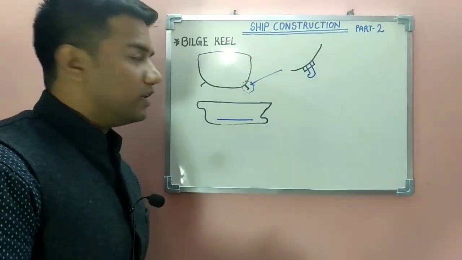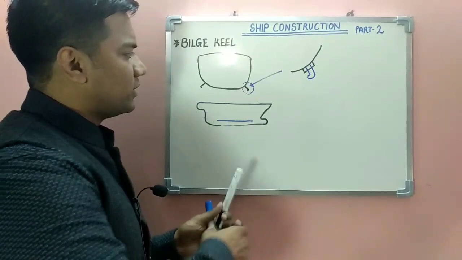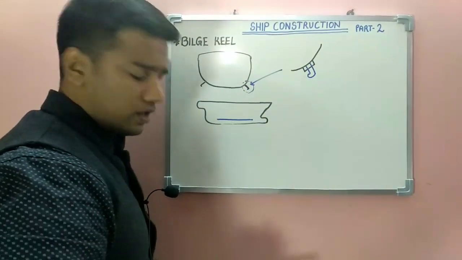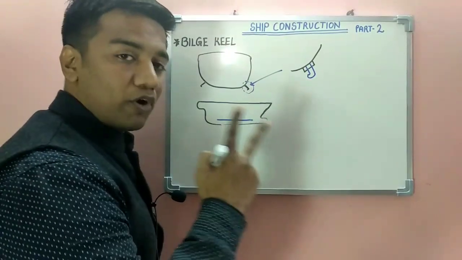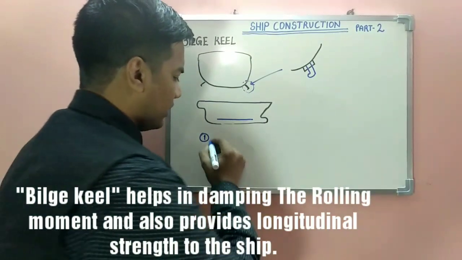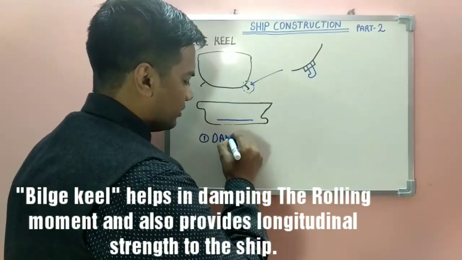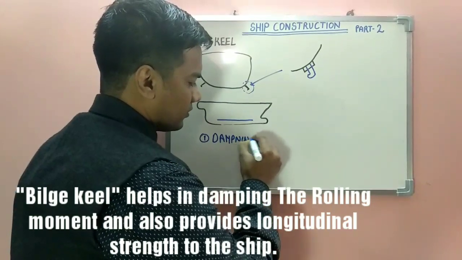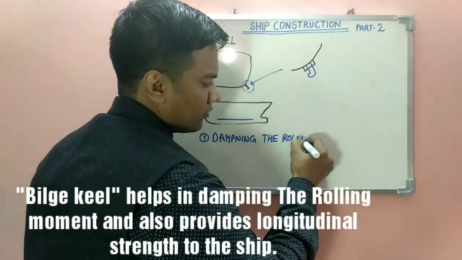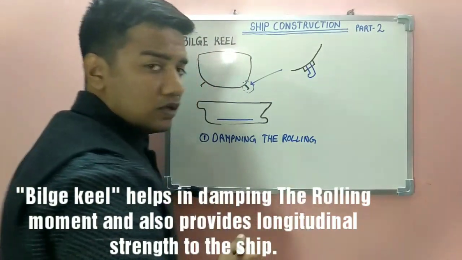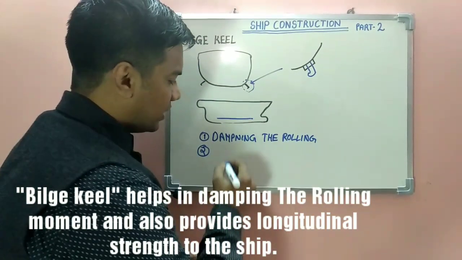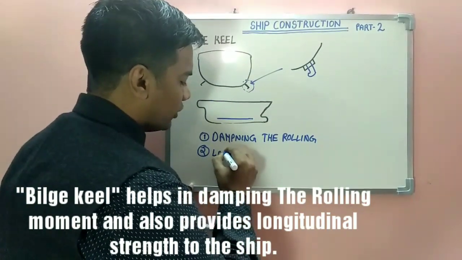What is bilge keel? Now bilge keel, this structure what you are seeing over here, is called bilge keel. What is its function? It has two important functions. One is that it dampens the rolling movement. This is its first and foremost important function. Second function is it provides longitudinal strength to the ship.